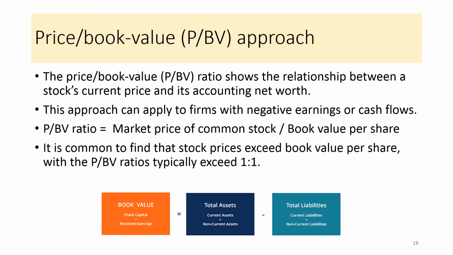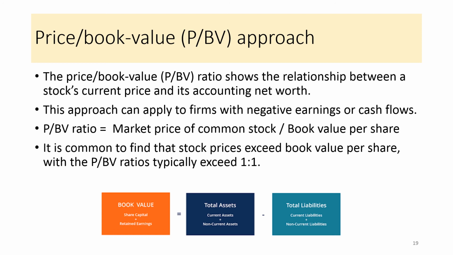The price-to-book value ratio shows the relationship between a stock's current price and its accounting net worth, where accounting book value is simply total assets minus total liabilities. Many investors judge whether a stock is expensive or not on the basis of its current market price relative to the accounting book value per share. Book value is a reasonable measure of value for firms that have consistent accounting practice. Take note that this approach can apply to firms with negative earnings or cash flow.